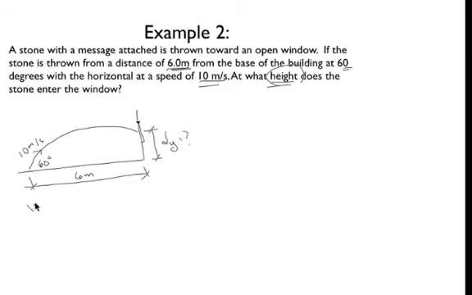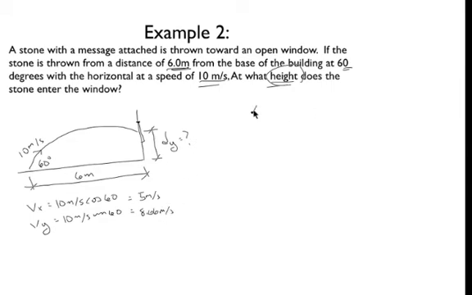Again, whenever we have this angle, set up our components. So Vx, Vy: the horizontal component is 10 meters per second times the cosine of 60, and the y component is 10 meters per second times the sine of 60. If we calculate those, 10 times the cosine of 60 gives us 5 meters per second in the x, and in the y we'd have 8.66 meters per second.